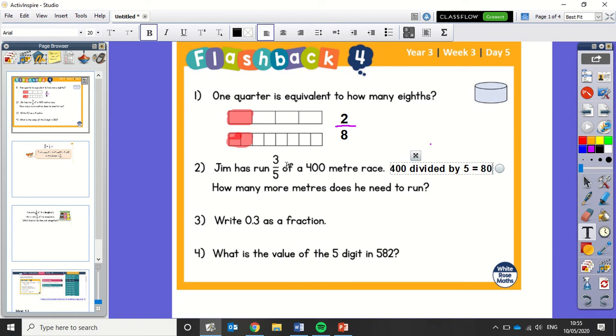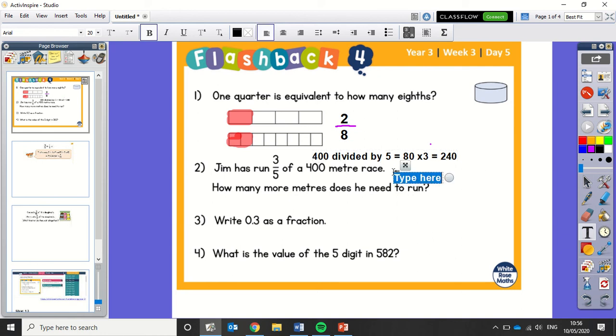Because he's run 3/5, I now need to times that answer by 3. So I need to do 80 times 3, or 8 times 3, and then times the answer by 10, which is 240. So times by 3 equals 240. Now, it says how many more meters does he need to run. So I'm not done yet. I found out how many he has run. I need to figure out how many more he has to run.